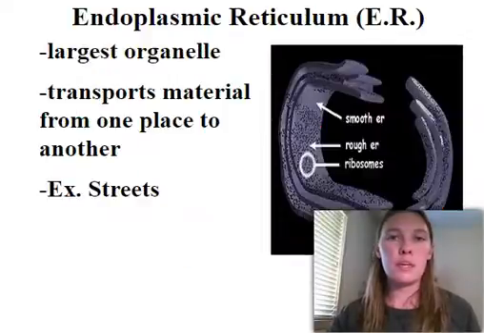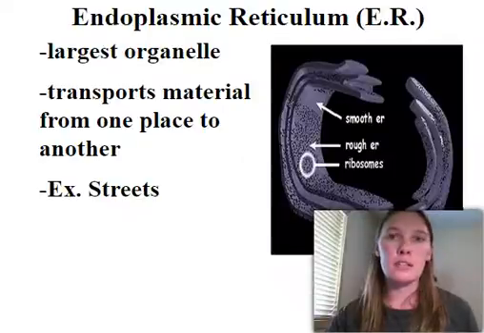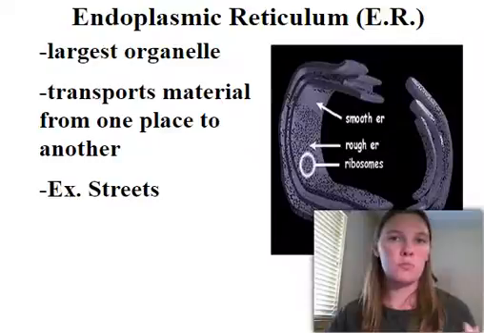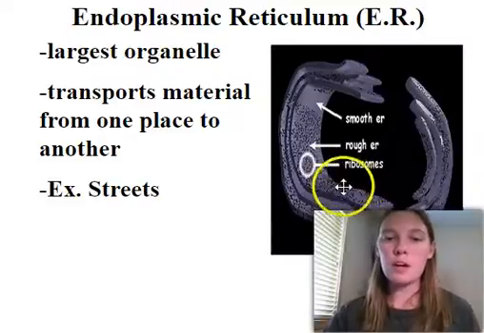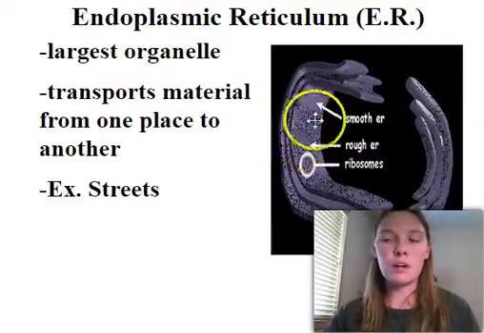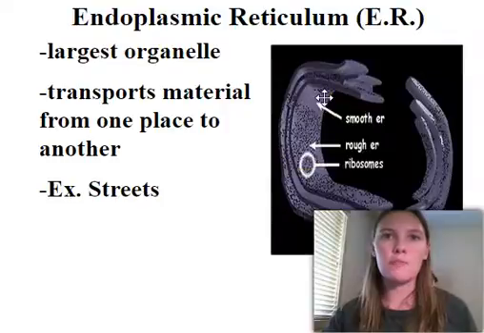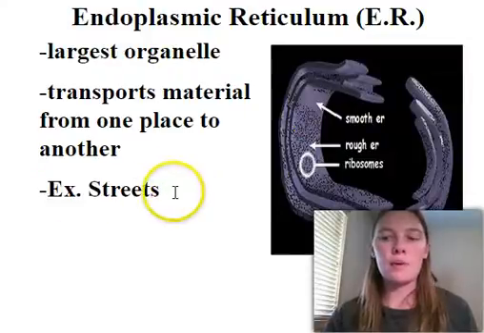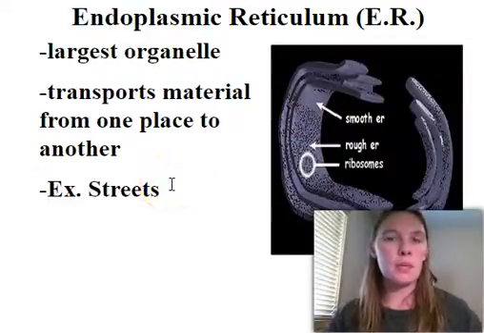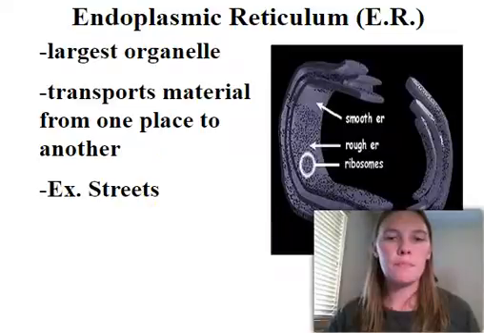The next part is the endoplasmic reticulum, or the ER. The ER is the largest organelle in the cell, and it helps to transport molecules, different material, from one place to another. You typically find it around the nucleus. There are different types of ER. You'll see in your book that it talks about rough ER and smooth ER, but we're just going to overall talk about the ER in general. I compared it to streets that help things get moved from place to place.